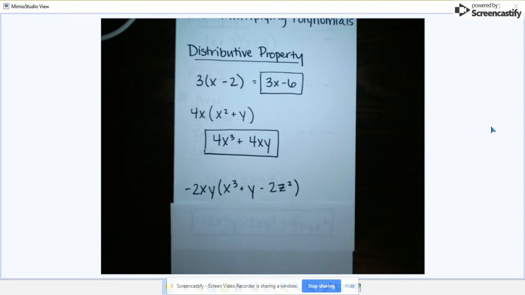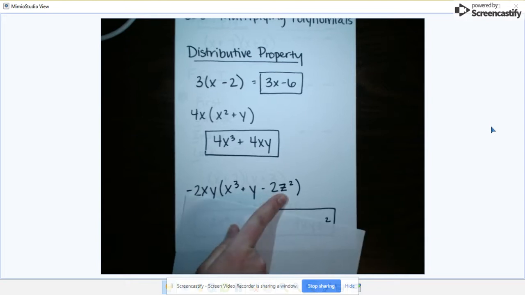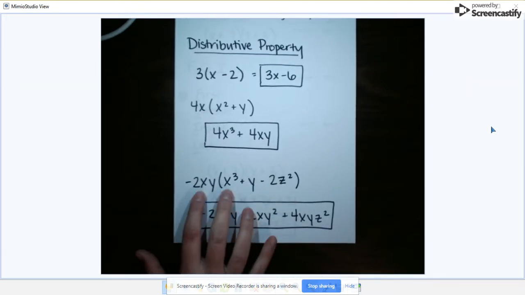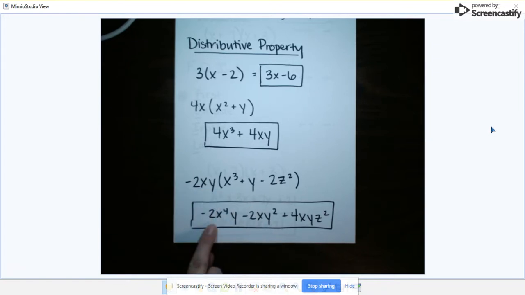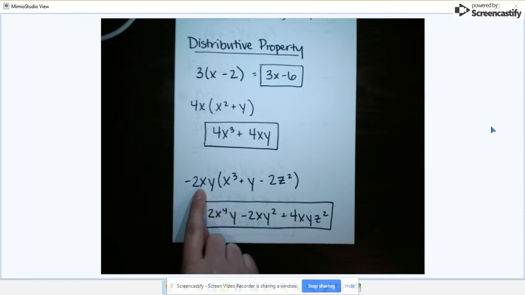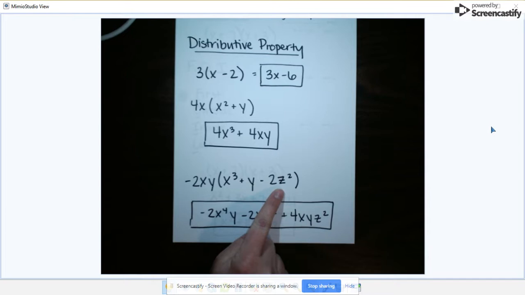Here's another example where you're distributing variables. So remember, you're going to distribute to every term inside your parentheses, and then add the exponents on your variables. So you'd have a negative 2x to the fourth y minus a 2xy squared, and then a negative 2 times a negative 2 is where I get that positive 4. And then there's no variables to combine with your x and y, so those just get rewritten, and then your z squared gets written as well. But that's pretty basic. We've been doing that stuff for a while.